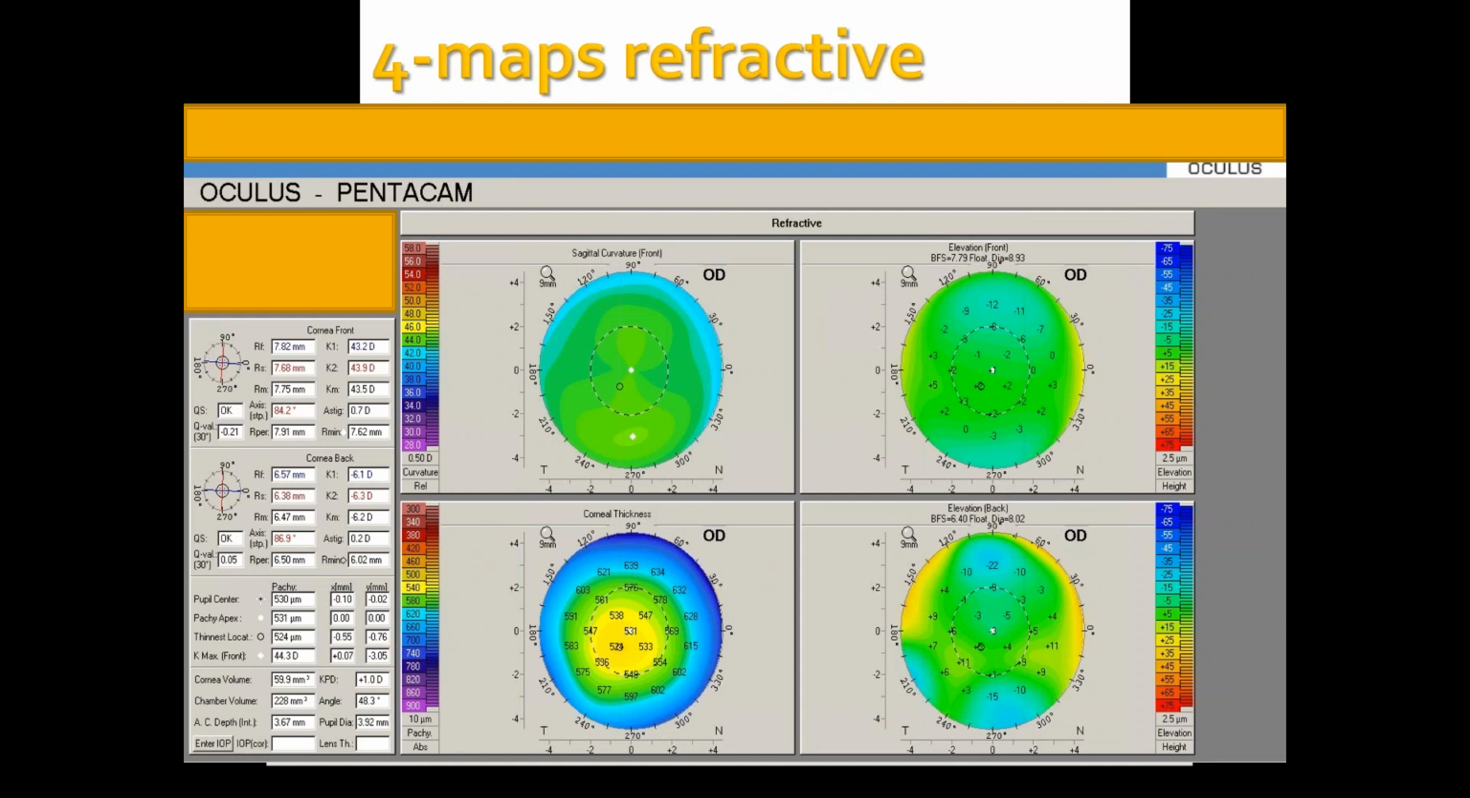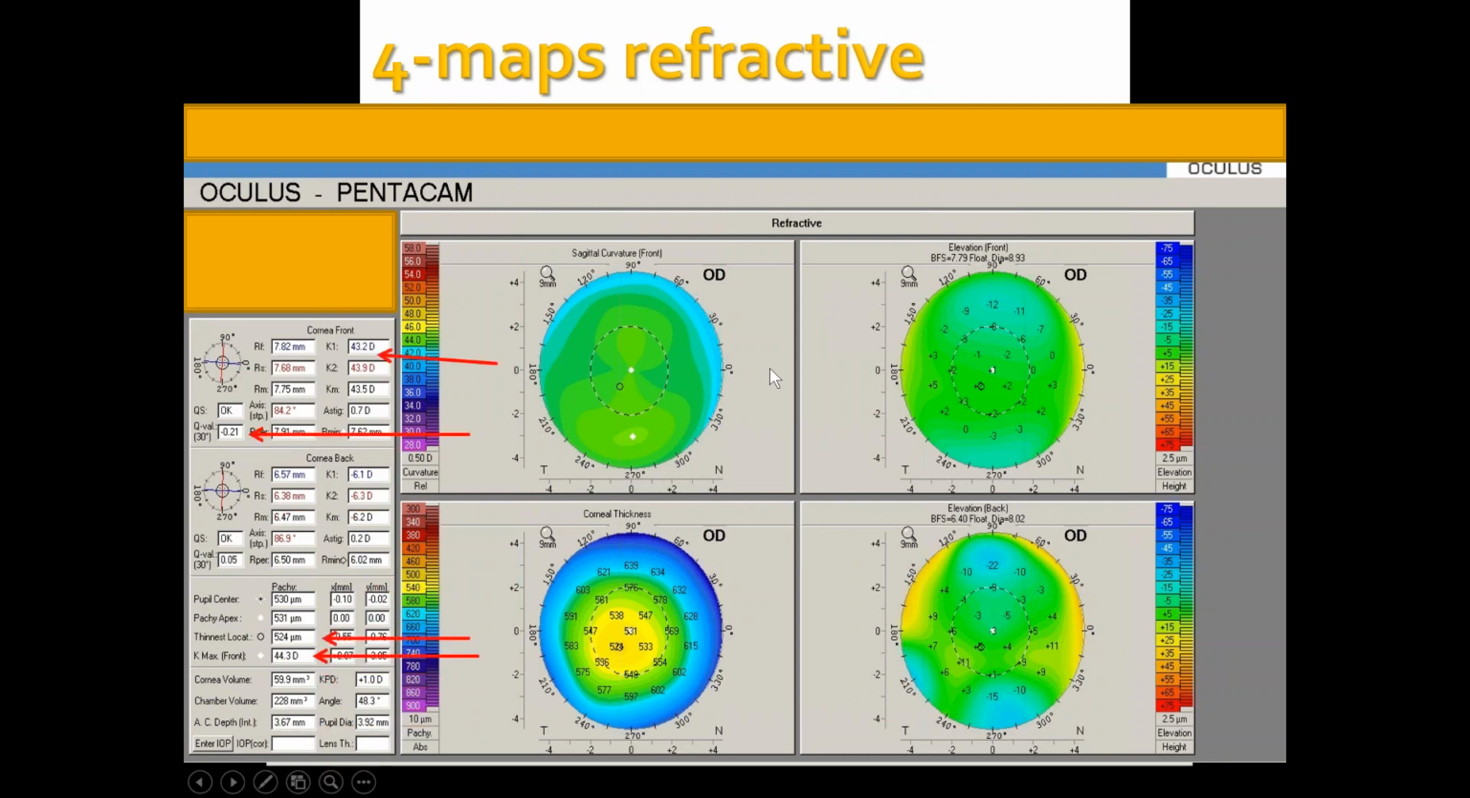With the Pentacam and an OrbScan and a Galilei, what we traditionally use is something called a 4-map refractive display. And the 4 maps that are typically on this display are, number 1, a front elevation map, number 2, a back elevation map, number 3, a corneal thickness profile map, and then number 4, finally, a mathematically calculated sagittal map of the cornea.